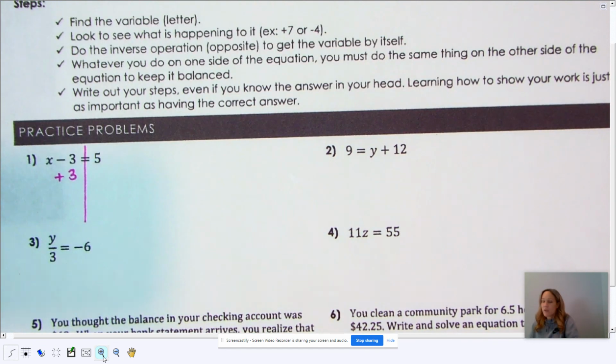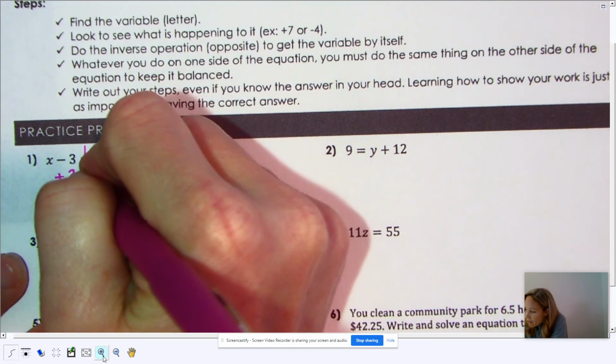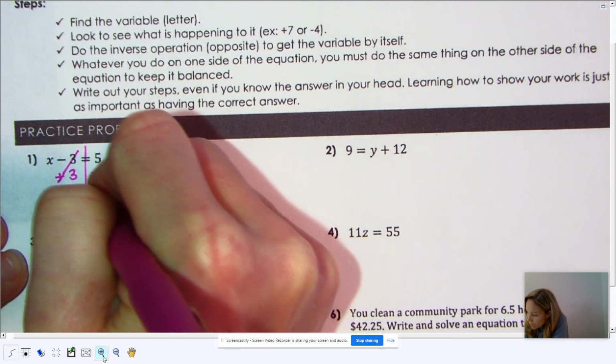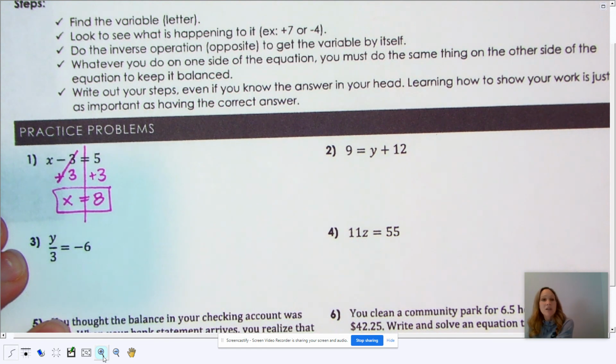But remember that where that equation is, it's like a scale. I'm evenly balanced right there. So if I add 3 to one side, to keep it balanced, I have to add 3 to the other side and it stays balanced. Okay. So if I add 3 to the other side, then I get x is equal to 8. And that is my final answer. Good idea to draw a box around your answers like that.